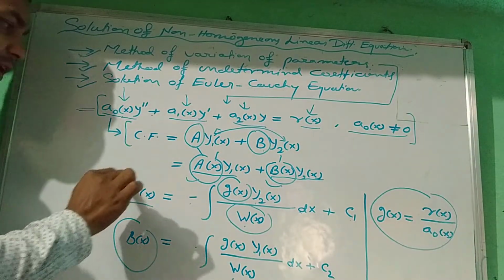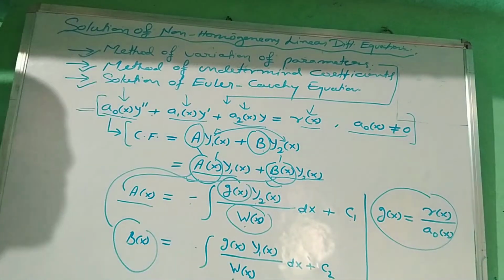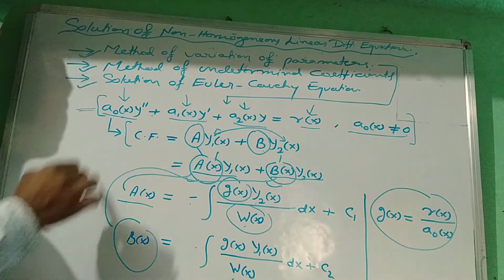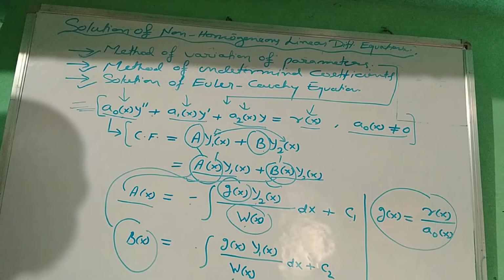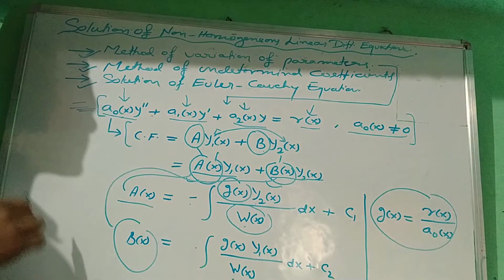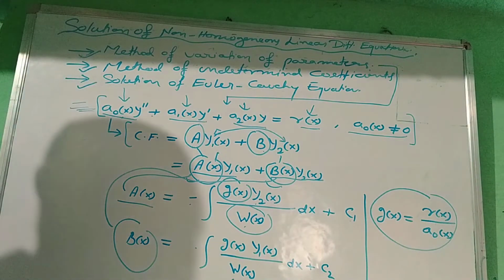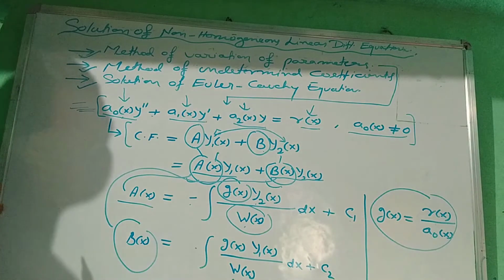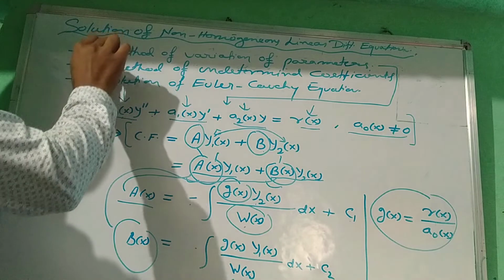After putting the values of a(x) and b(x) in the equation of the complementary function, we can easily find the general solution of this type of differential equation without finding the particular integral. This is the process for finding the solution of the non-homogeneous linear differential equation using the method of variation of parameters.